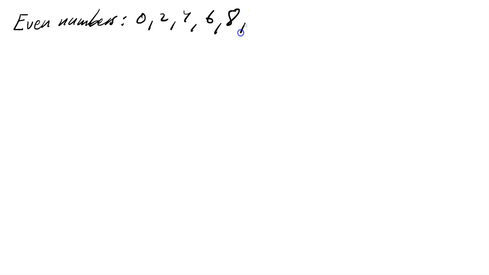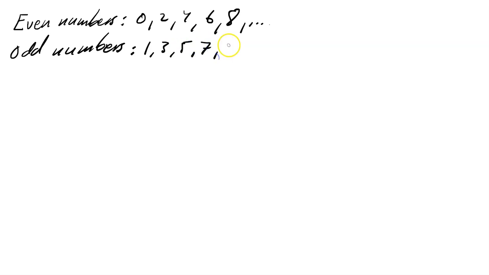The even numbers and odd numbers. The even numbers are 0, 2, 4, 6, 8, and so on. And the odd numbers are 1, 3, 5, 7, 9, and so on.